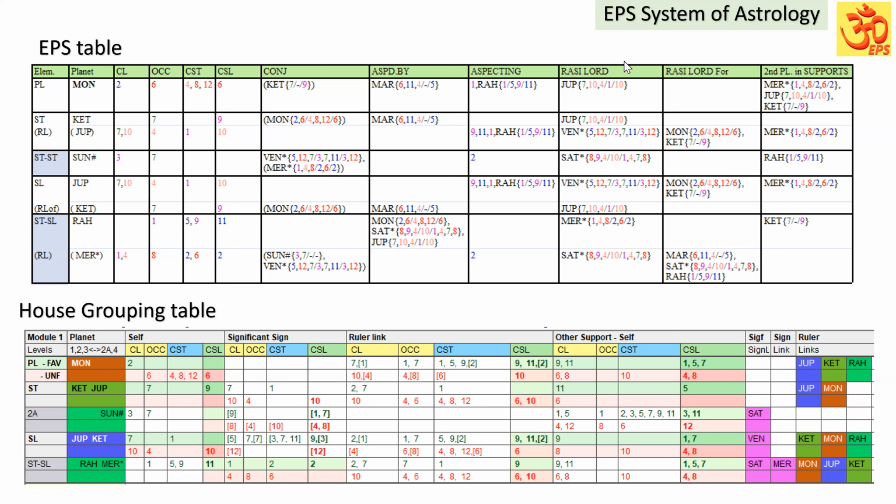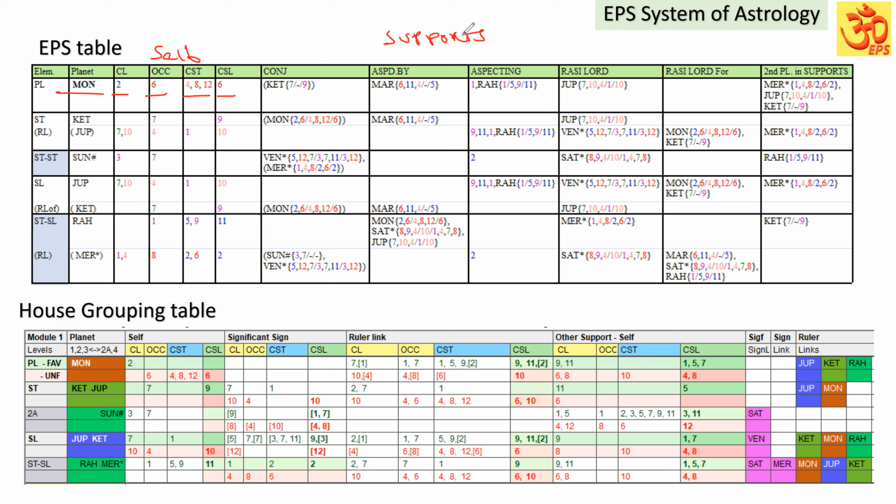Moon planet we are talking about, you can see moon, we know that in the EPS table we discussed moon, second lord occupying 6th house, 4, 8, 12 star lord and 6 sub lord. This is self-significations, right? All these are supports.